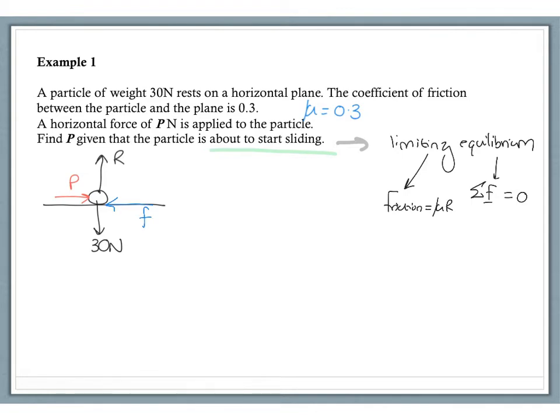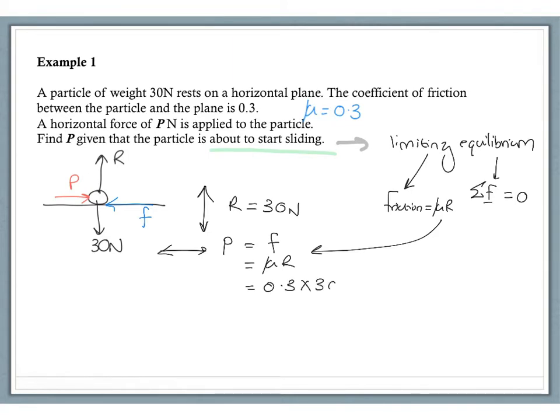Let's now look at the forces vertically, look at the forces horizontally, and balance them. Looking at the forces vertically, the reaction force is equal to 30 newtons. Horizontally, remember we're in equilibrium, forces are balanced, P is equal to F. But of course, F is equal to mu R, which is 0.3 multiplied by 30, which gives us a value of 9 newtons.